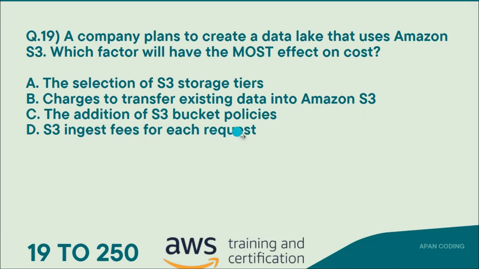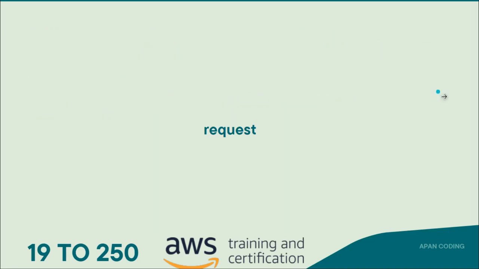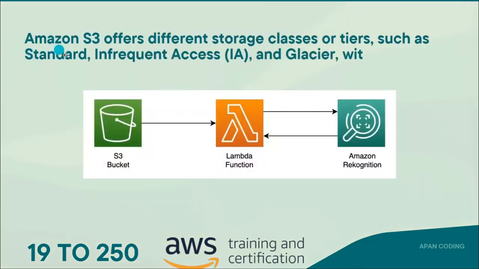If you know the answer, do comment, friends. Okay, the answer will be the selection of the S3 storage tiers. Now move on to the next and we will see the explanation here. Amazon S3 offers different storage classes or tiers, such as Standard, Frequent Access, Infrequent Access, and Glacier, with varying pricing and features. You know Glacier is a storage facility. S3 also provides storage facilities.